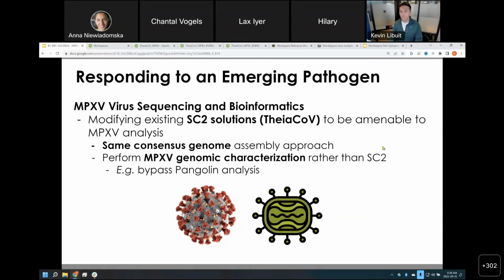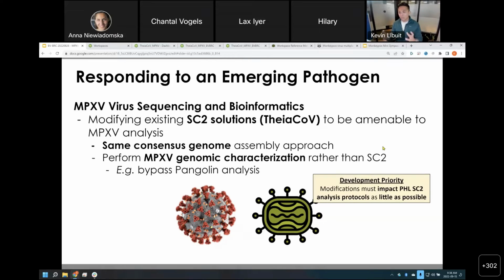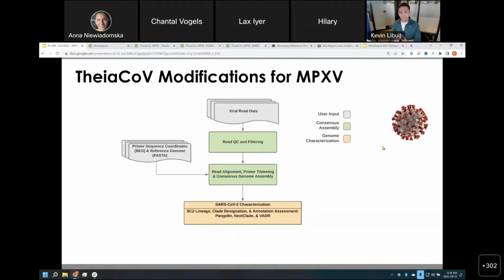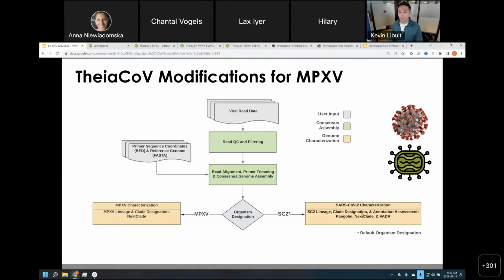So if you have monkeypox data, for example, you don't need to do a pangolin assessment there and get a lineage designation. And a huge priority for us was ensuring that any modifications we made to TheiaCoV didn't in any way impact the public health laboratories using this for SARS-CoV-2 analysis. So basically what we did is, we had this basic framework of capturing these best practices, and instead of taking this core module of consensus genome assembly and funneling that into characterization, we simply put a fork in the road. Because we're using these containerized workflow systems, it was relatively easy to enforce this logic of, okay, define the organism that you're going to be analyzing, and then providing the option for monkeypox here.